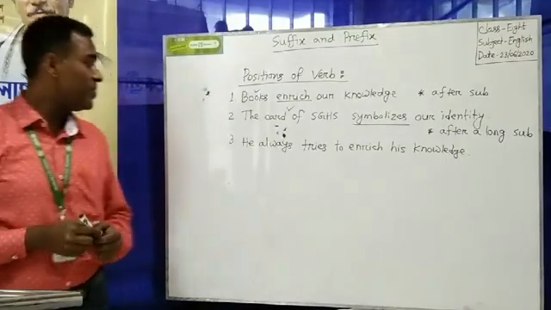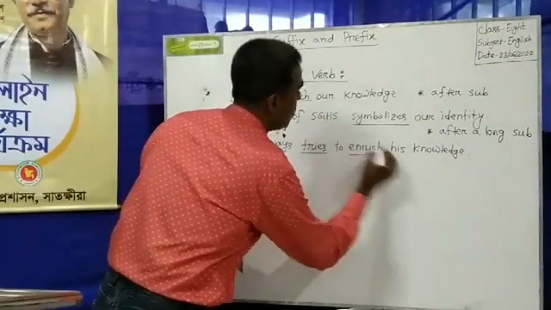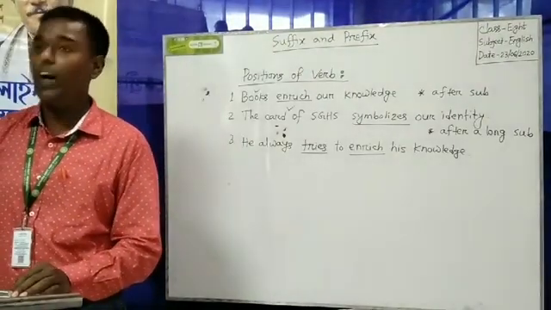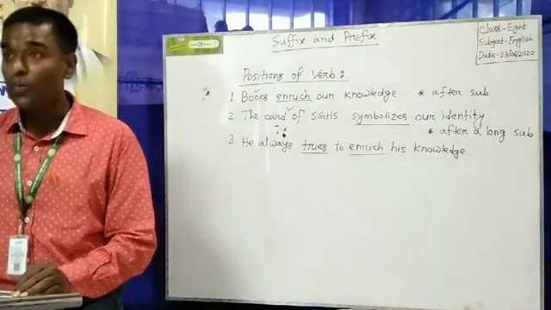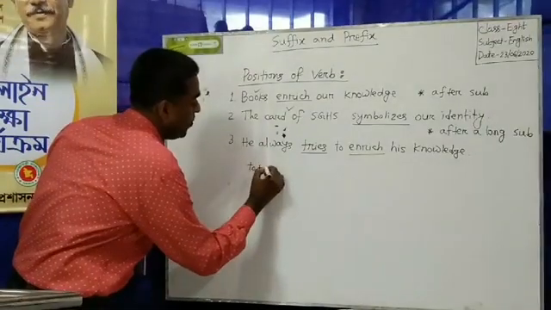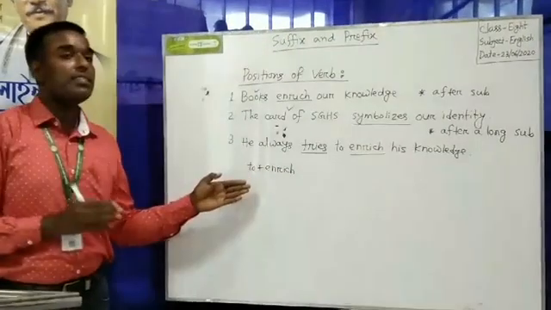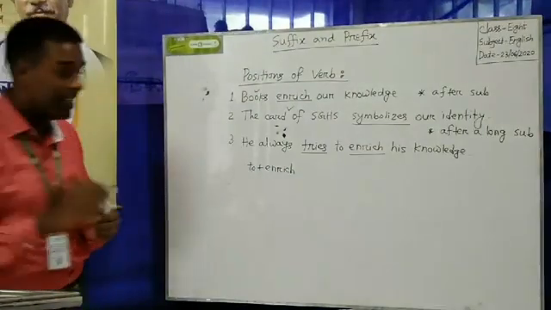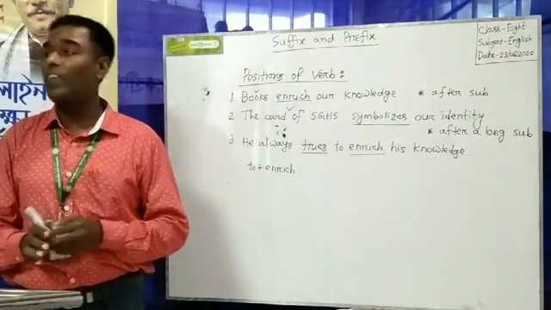Now, the next one, he always tries to enrich his knowledge. Here are two verbs. If there are two verbs, we can use to or ing with the next one. To plus enrich. That means to plus the present form of the verb, and it is called infinitive. So, dear learners, these are the positions of verb here.